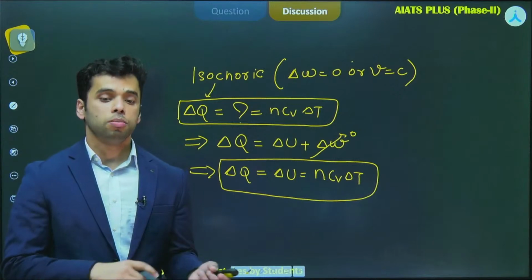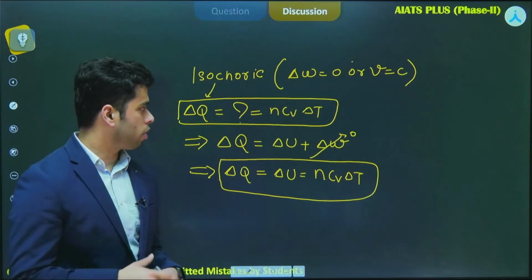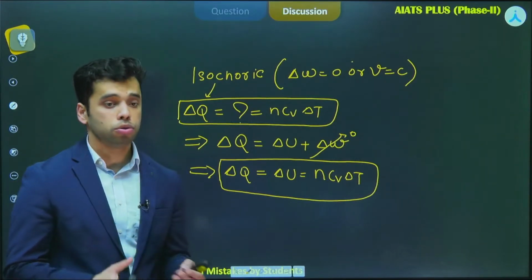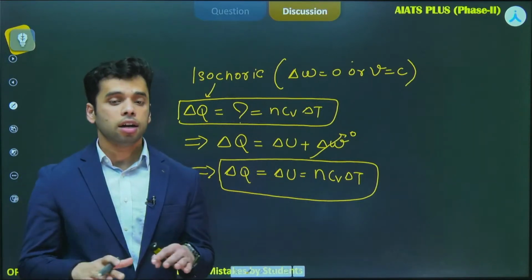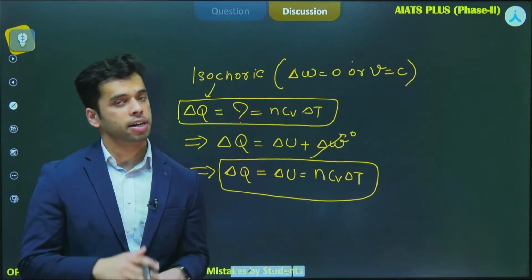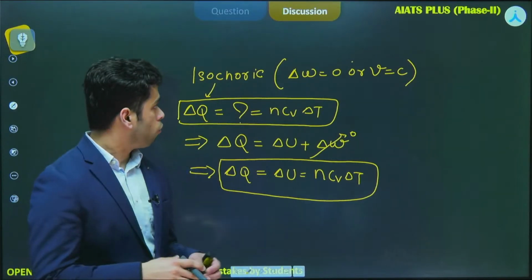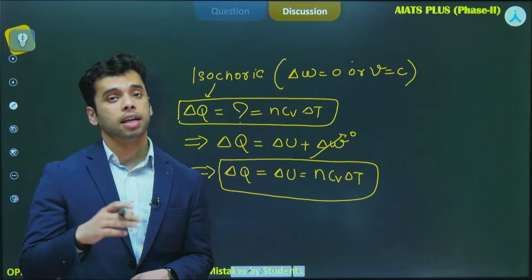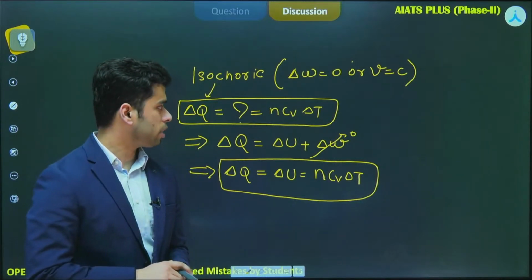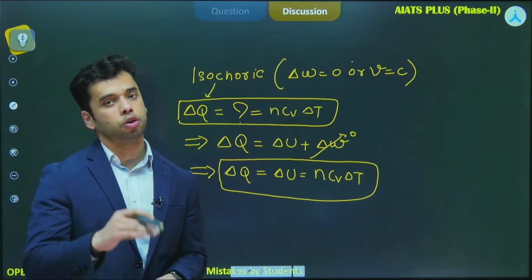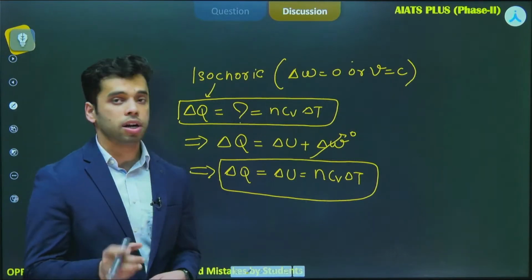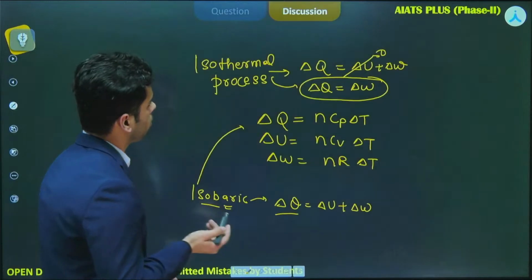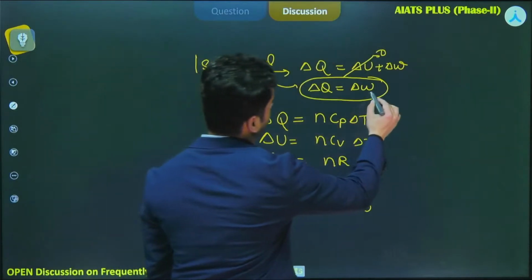So you must be very clear with all the expressions for delta Q, delta U, delta W. To sum up the discussion: delta Q for the isobaric process is nCp delta T. For the isochoric process, it is nCv delta T, right? For the adiabatic process, delta Q is 0. And for the isothermal process, delta Q is equal to delta W.